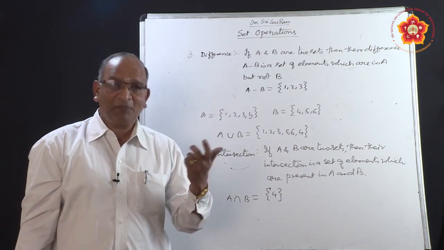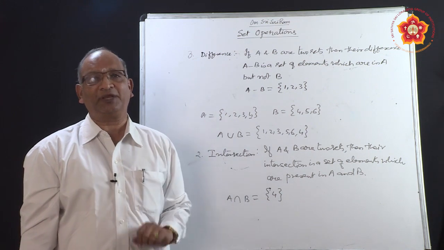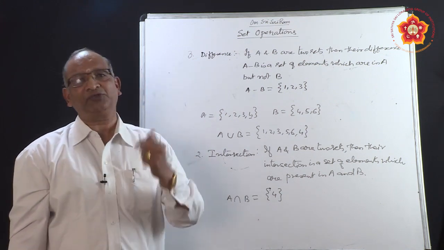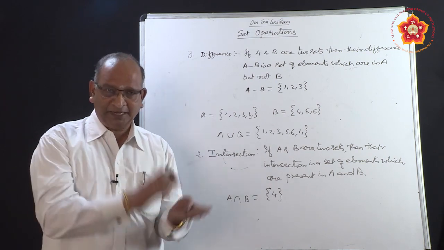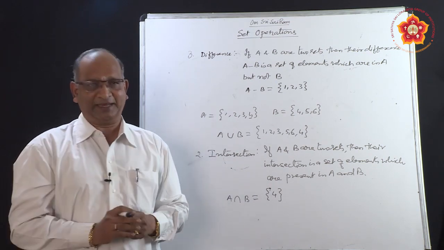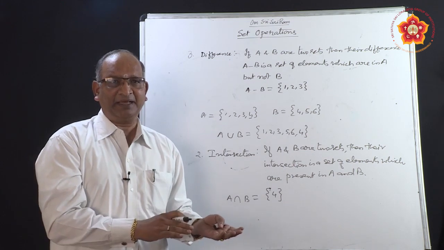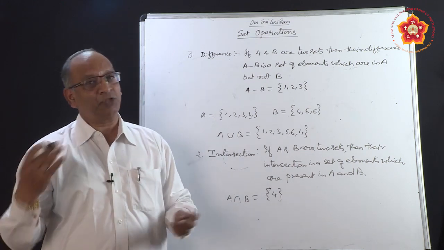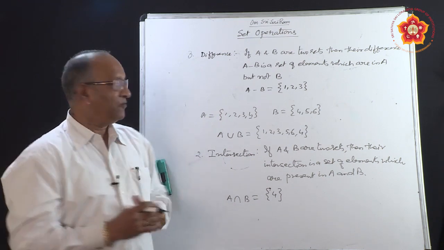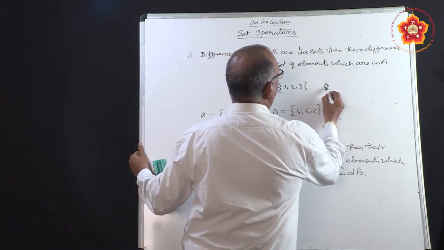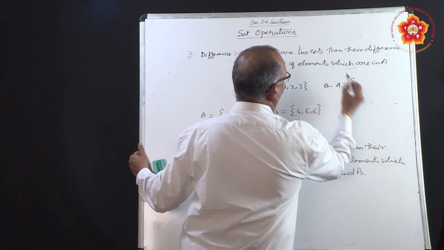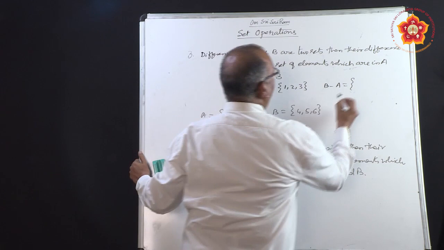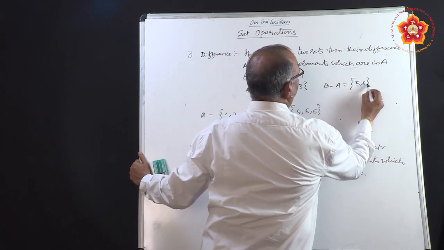We know that 2 minus 3 is not equal to 3 minus 2, whereas 2 plus 3 is equal to 3 plus 2. A union B is equal to B union A. A intersection B is equal to B intersection A, but A difference B is not equal to B difference A. Why? When we say B difference A, we will say the elements which are in B but not in A. So, the answer is the elements 5, 6.